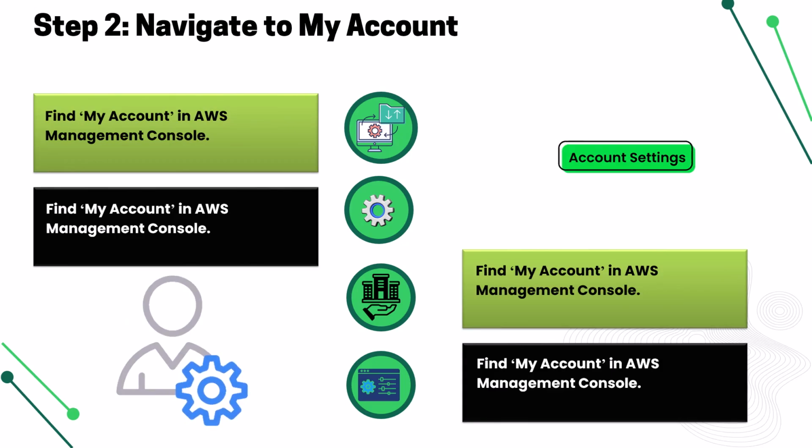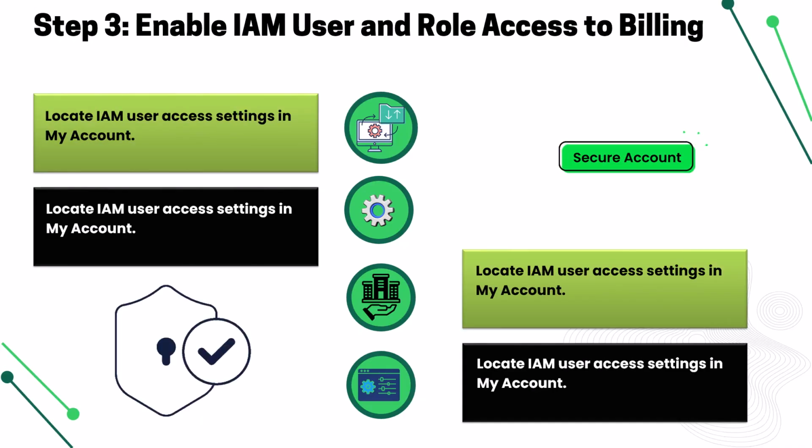Now that we're logged in, let's find the secret vault, My Account. This is where billing settings live, and where IAM user access can be tweaked. Think of this as the control panel, where you get to decide who gets a golden ticket to the financial section. Here's the magic button you've been looking for. Find those IAM user settings, switch on billing access, and boom, your IAM users can finally see financial data. But remember, access should be limited to only those who actually need it.